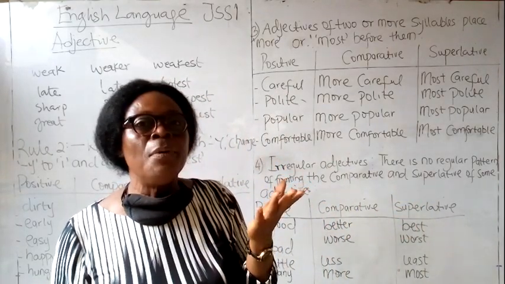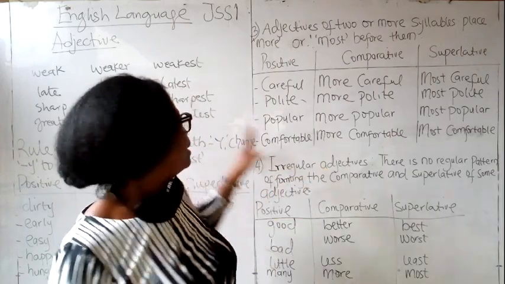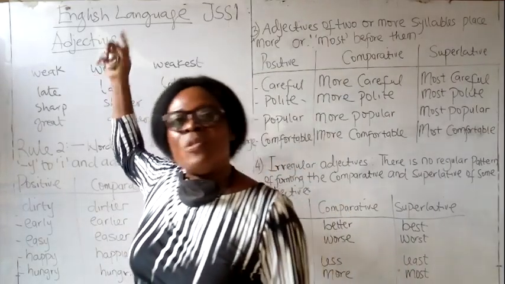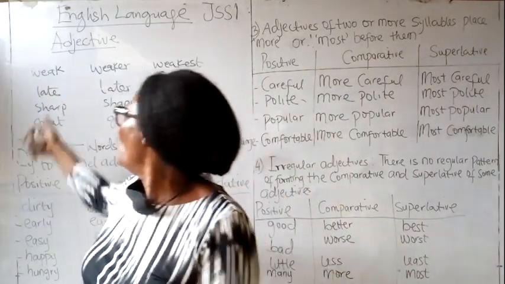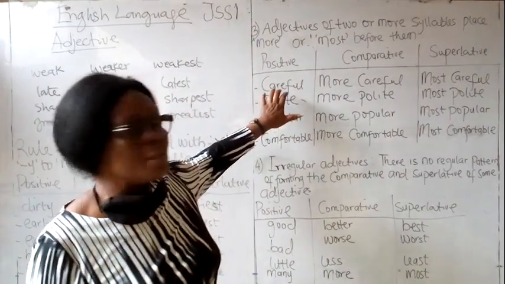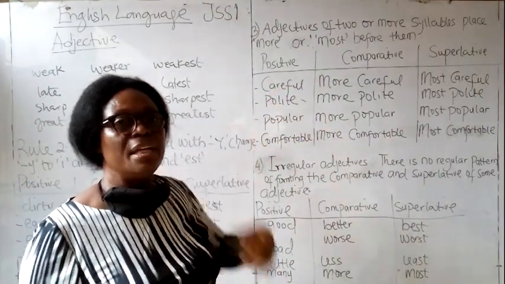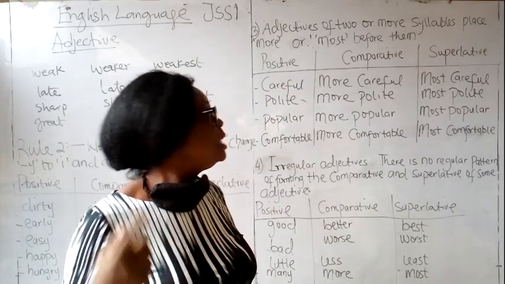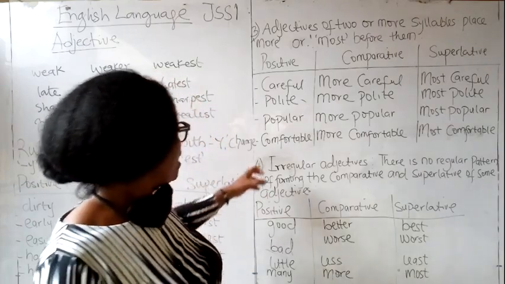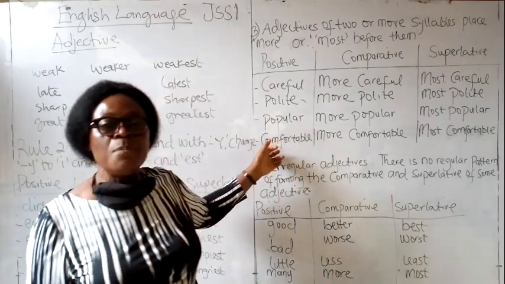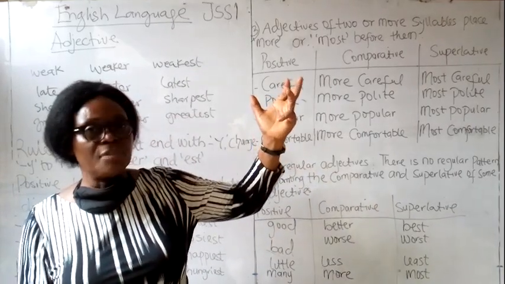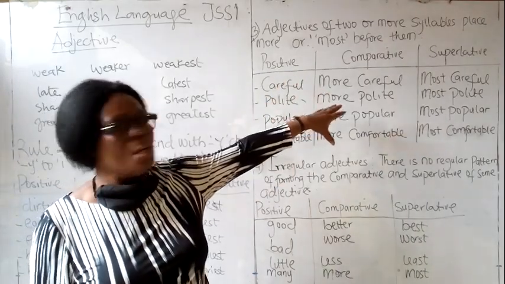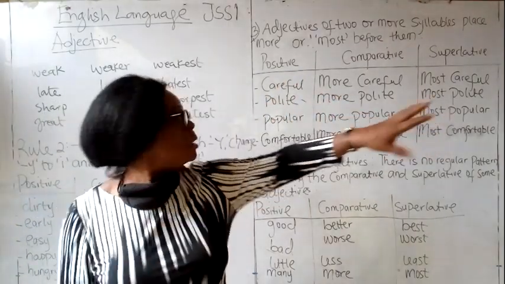I will give you an example of what a syllable is. Like the former examples, you can see that the words here are monosyllabic words. They have just one syllable, like weak. But if you come here, you will see a word like careful. Careful takes two syllables. Care plus full will give you careful. And for a word like comfortable, you have up to four syllables here. Calm, fast, terrible. So for words like this, you just use more or most with them.